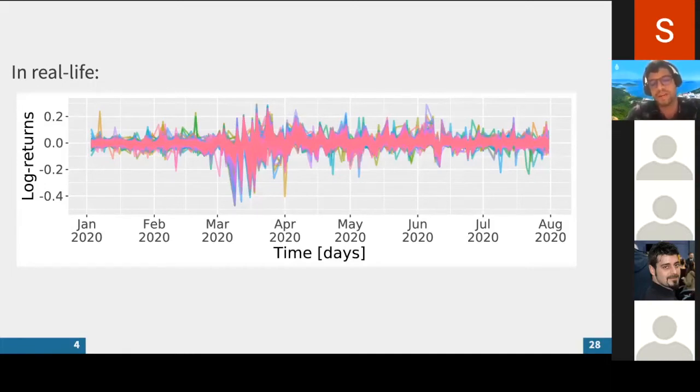What we are seeing here in this picture is actually time series of log returns of many stocks. And for those of you who are not familiar with financial data, log returns are basically an approximation to the relative change of price of a stock, for example. And here's how those time series look like. It's interesting that we can see that this mess here between March and April of last year was actually caused by the pandemic that we are currently going through. And it's very evident, right?